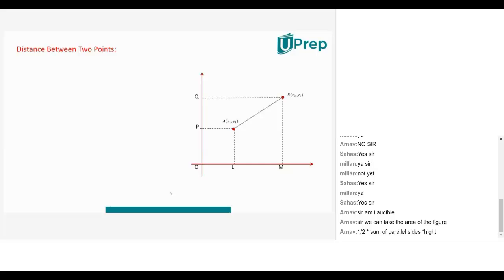So can you tell me what will be the OL length? Should be x1. This is also x1. This height is y1. This height is y2. This length is x1. Agreed? This is just naming of the points only, nothing new in what I wrote. Now observe carefully what I am doing.